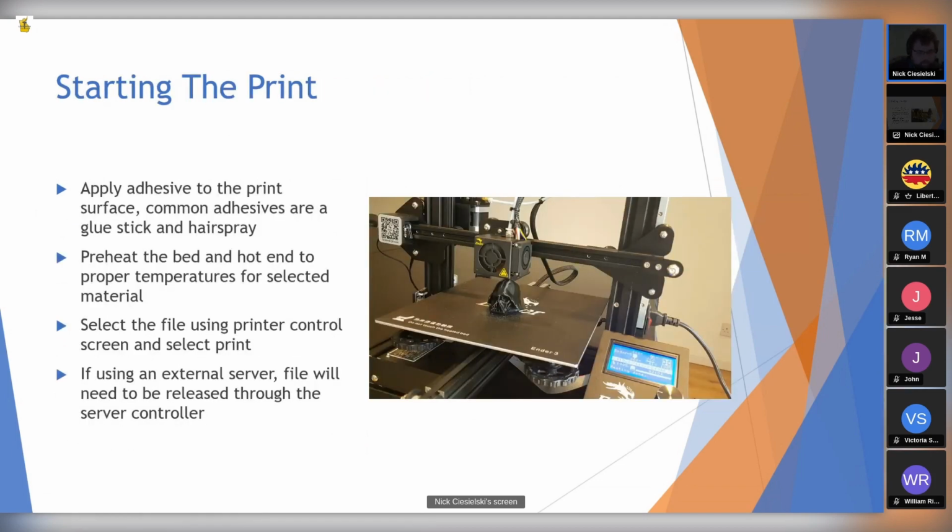So once that's set up, we start the print. The first thing to do, and something that people don't always think about initially, is we want to have some sort of adhesive on the print bed surface. A lot of people use a glue stick for this. I've had a lot of good results using hairspray on a glass print surface.